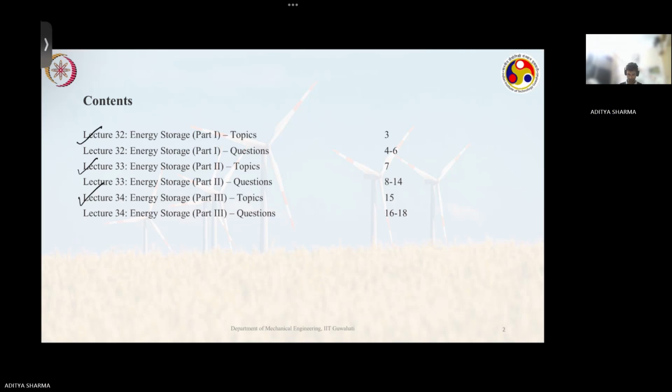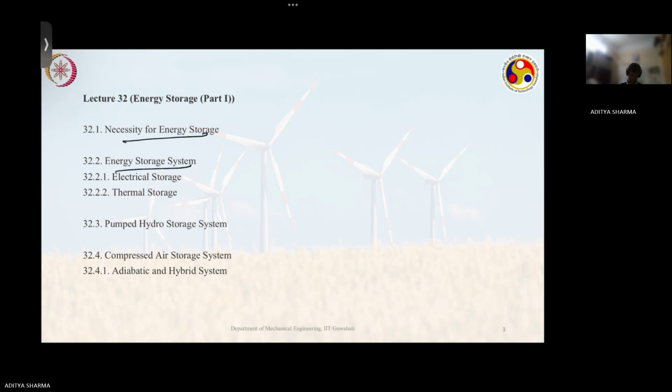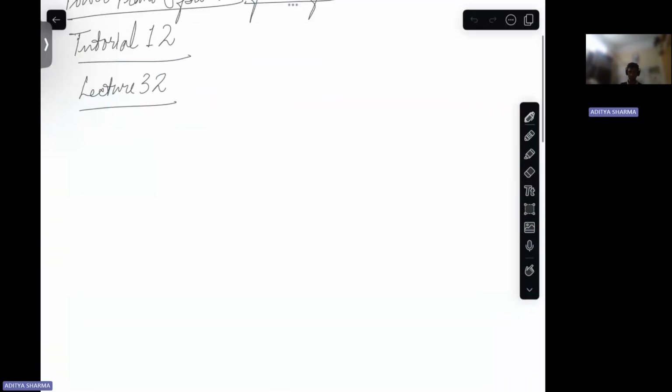Okay, so let's start with lecture number 32, its topics. Then we will see its questions. It has topics: necessity for energy storage, so why do we need energy storage? Then types of energy storage systems, then pumped hydro storage system and then compressed air storage system. These topics are discussed in lecture 32.